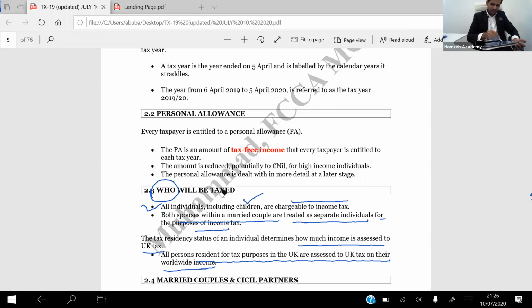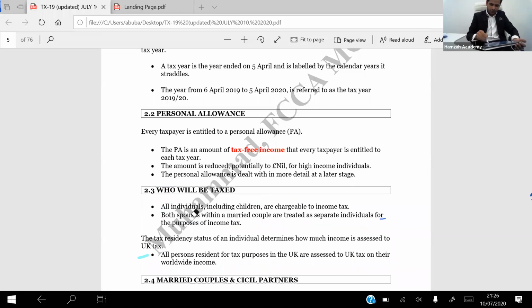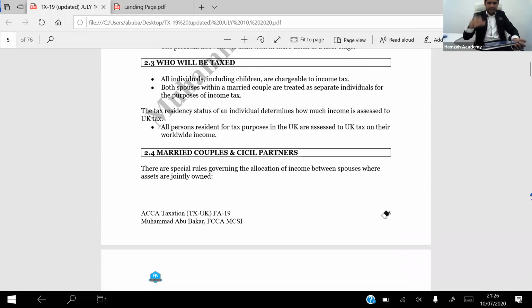Let me erase this part here. Okay, we are good to go. Now, married couples and, I am so sorry, civil partners should be civil. Okay, my typing mistake.